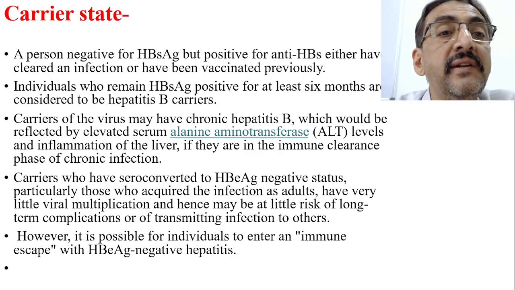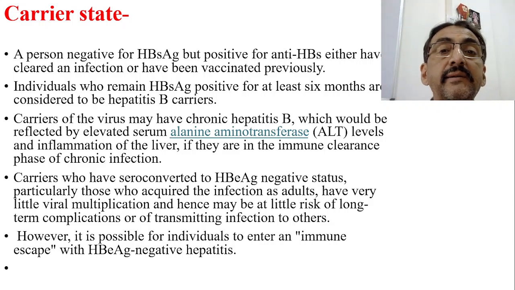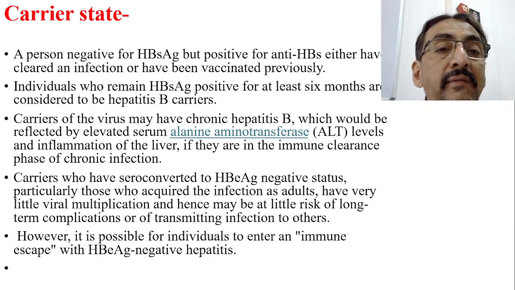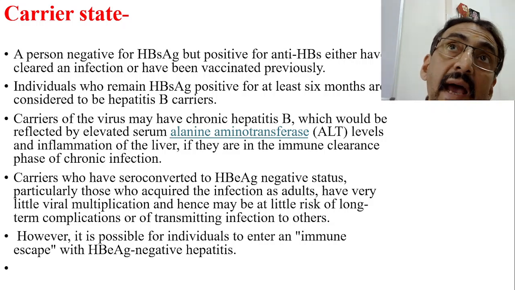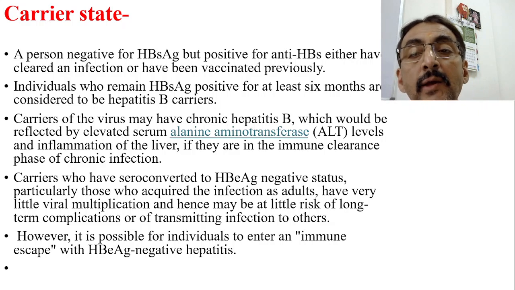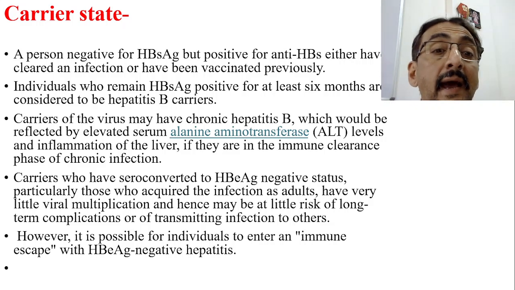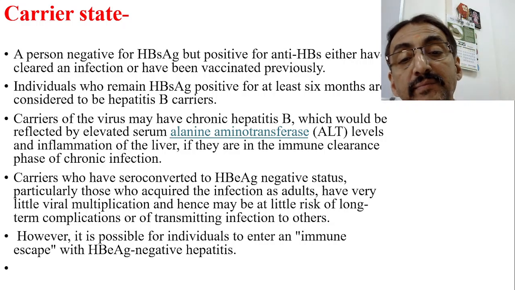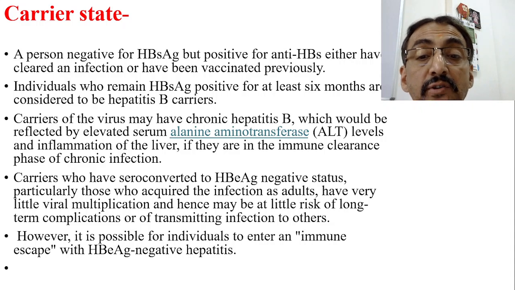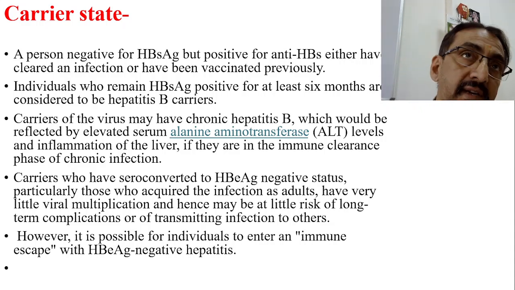Now talking about the carrier state, a person negative for HBsAg but positive for anti-HBs has either cleared an infection or has been vaccinated previously. Individuals who remain HBsAg positive for at least 6 months are considered to be hepatitis B carriers. Carriers of the virus may have chronic hepatitis B, which would be reflected by elevated serum ALT, alanine aminotransferase levels, and inflammation of the liver if they are in the immune clearance phase of chronic infection. Carriers who have seroconverted to HBeAg negative status, particularly those who acquire the infection as adults, have very little viral multiplication and hence may be at little risk of long-term complications or of transmitting infection to others. However, it is possible for individuals to enter an immune escape phase with HBeAg negative hepatitis.